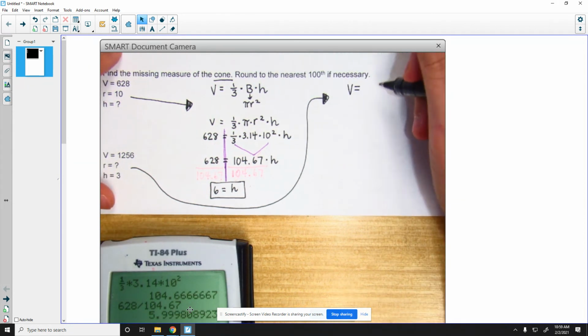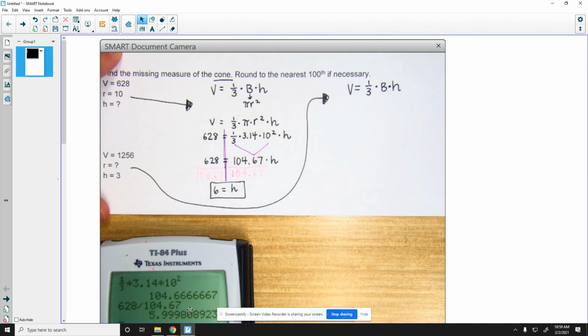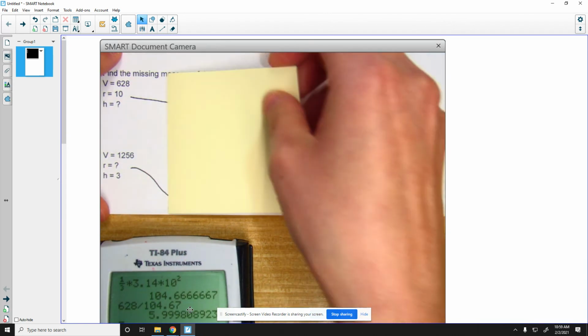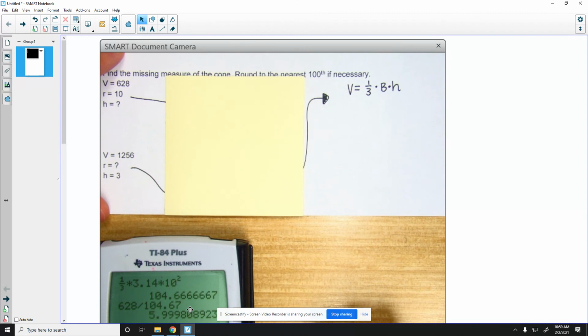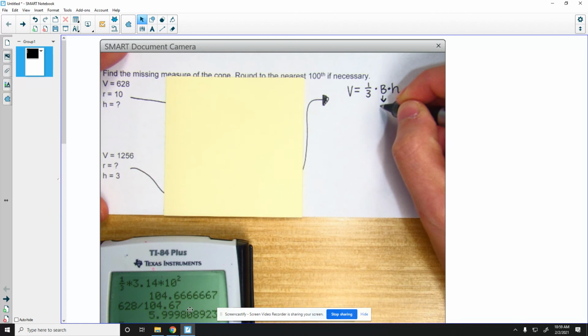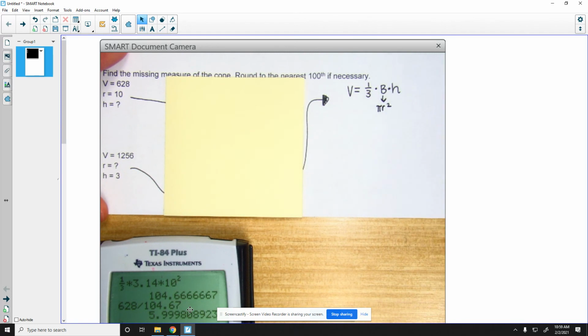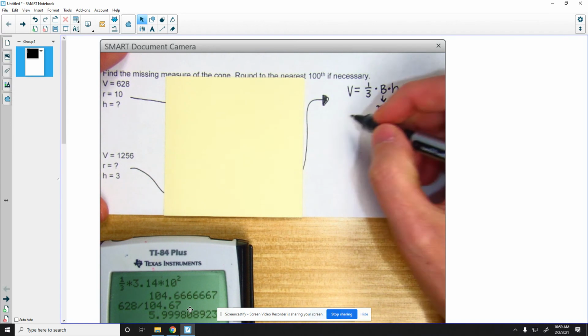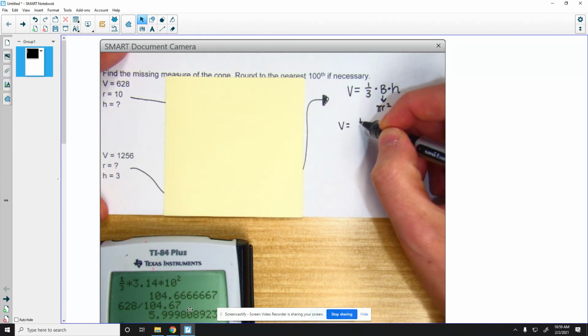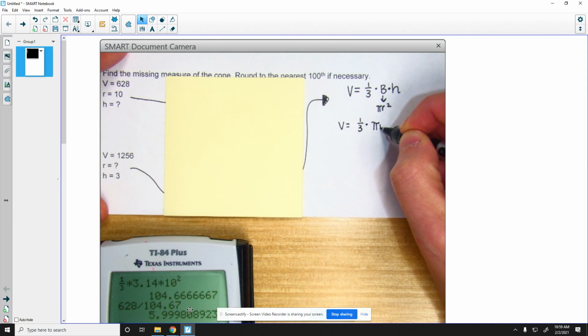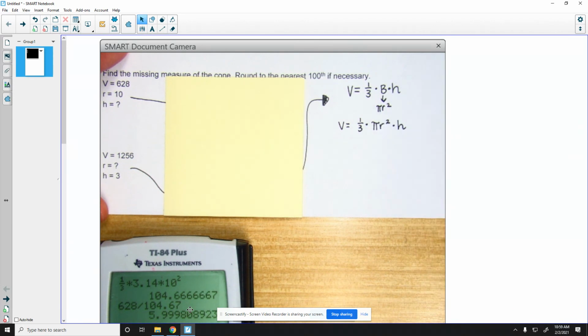So volume equals 1/3 times base times height. Maybe what I'll do is I'll cover this part up so you're not confused. Like there's just not too much stuff going on. Okay, so remember how we said base, capital B, is the same thing as saying pi r squared, because in a cone, you're always going to have a circle, so it's always going to be pi r squared. So really, if I wanted to rewrite this, I have V equals 1/3 times pi r squared times h. So I'm just replacing the capital B with the pi r squared.